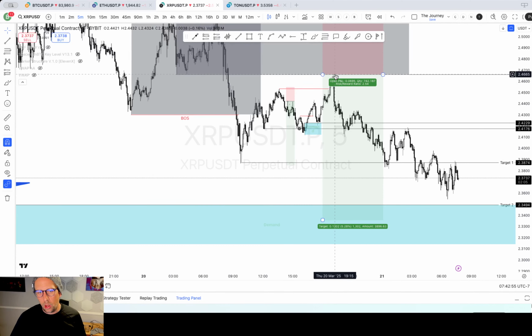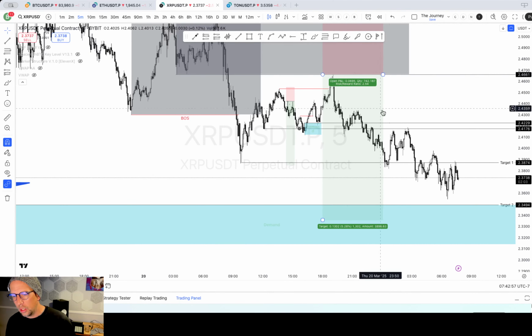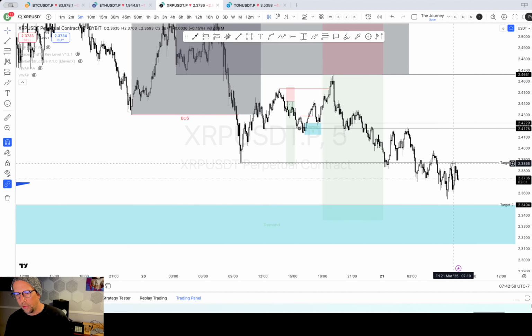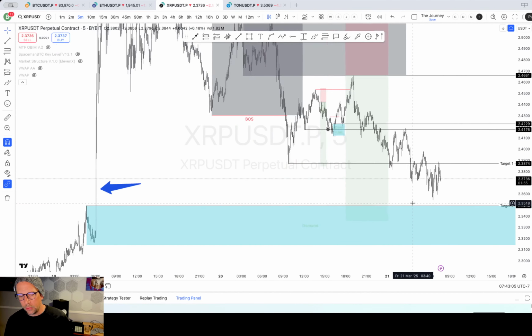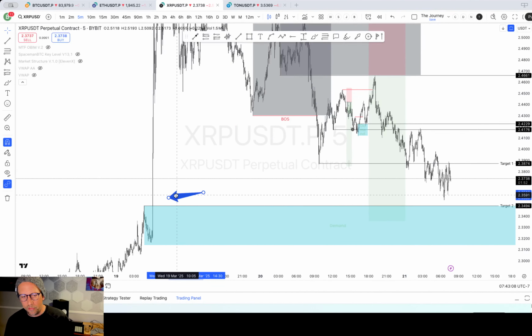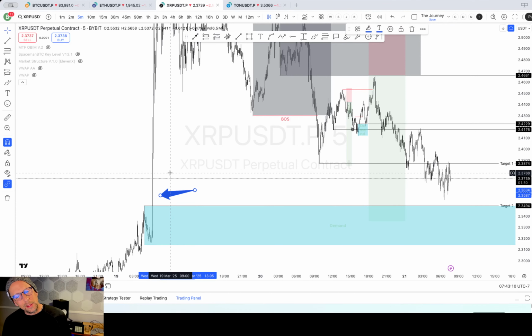It did end up coming all the way back up to the larger position here that had the larger targets of number 1 and number 2. I am looking for a long on XRP down in this region, right out of a fair value gap. I'm not so sure about that.